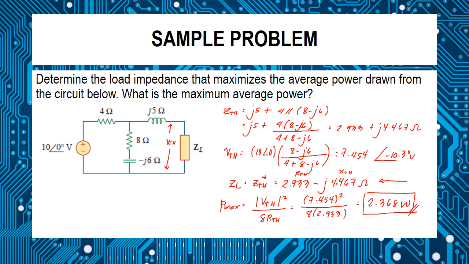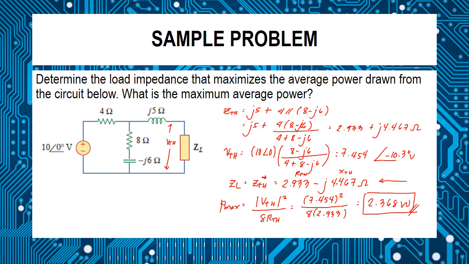Now, for us to fully understand the concepts of maximum power transfer, let us have this sample problem. Determine the load impedance that maximizes the average power drawn from the circuit below. What is the maximum average power? So as in the last slides, we should get the Thevenin equivalent or the ZTH first. So for ZTH, as you can remember, we have to turn off the sources in our circuit and then proceed with the computation of the equivalent impedance.